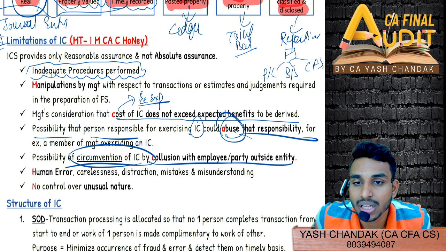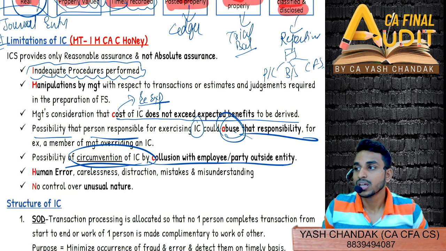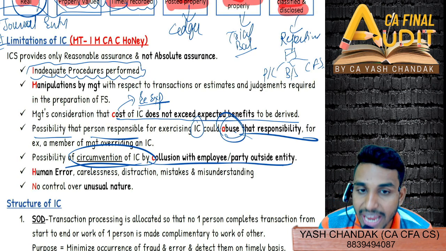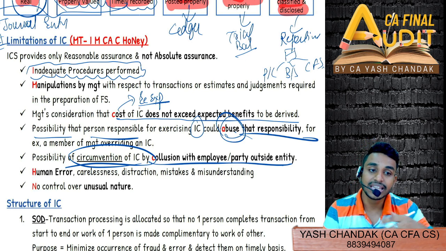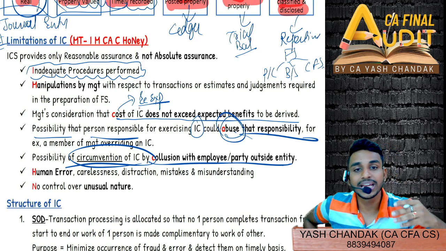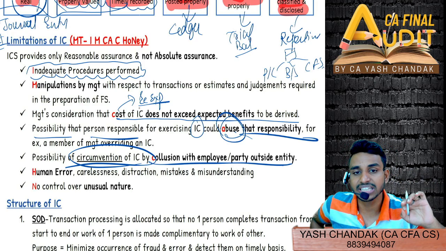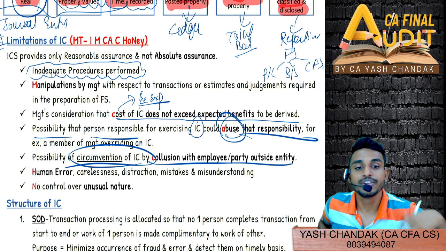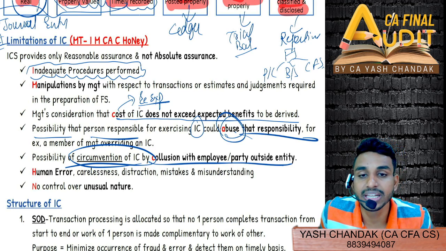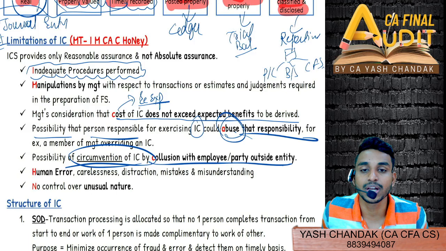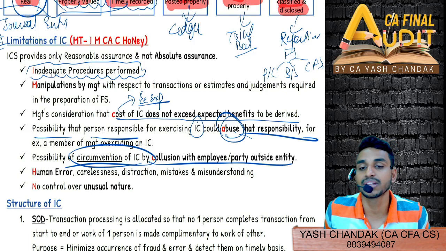However, I can collude or combine, or you come up with the idea that I and Nikita could be together, and then we could override the internal control. I could tell you, okay, fine, I'll be collecting this much cash and you don't record this entry. Thereby combining our efforts, we would be able to do teaming and leading. So, possibility of circumvention by collusion with employee or collusion with parties outside.